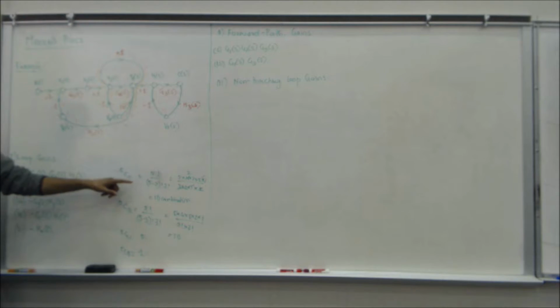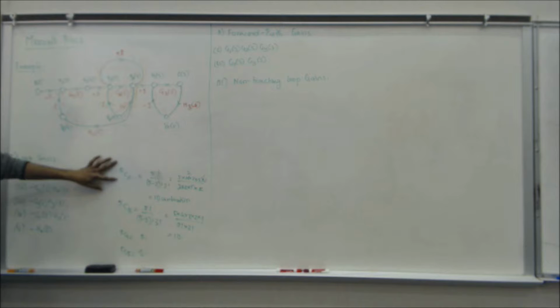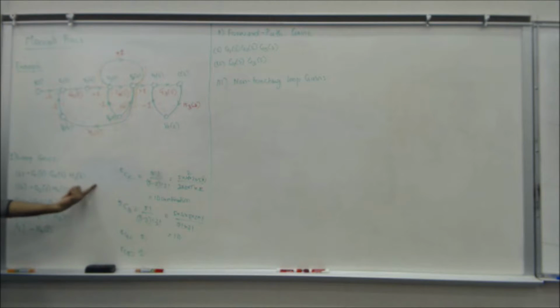So if you take 2 loops at a time, are these 2 loops touching each other? This is a simple way of looking at it. If there's a common gain, then they are touching. Okay? So G2 is common, right? So they are touching. Are these 2 touching? 1 and 3? 1 and 3 are not touching because you don't see any common gain here. Do you see a common gain?